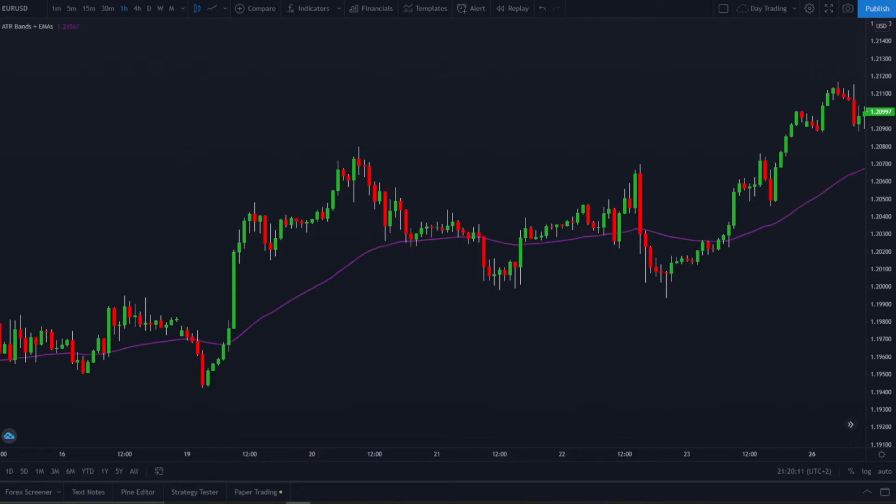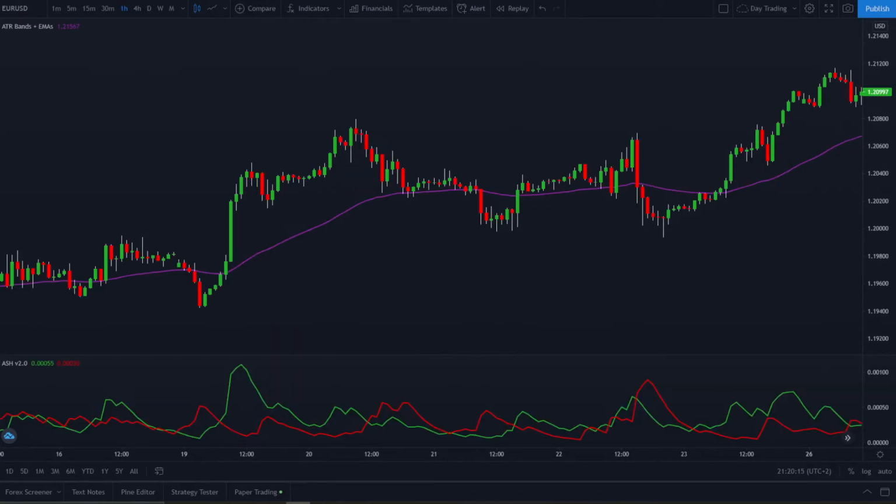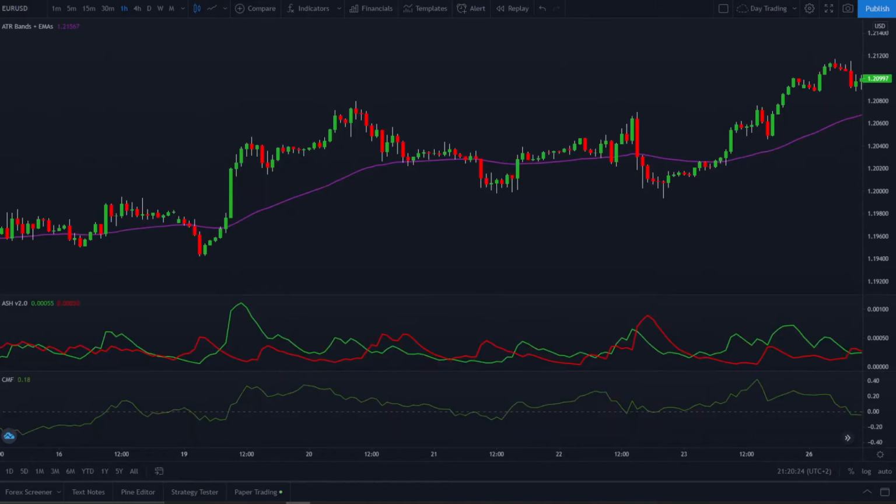First, the 50 EMA, I will use it to identify the trend. Second indicator is the ASH indicator, on default settings. The third indicator is the Chaikin money flow indicator, which will act as volume indicator and second confirmation. It is on default settings as well.